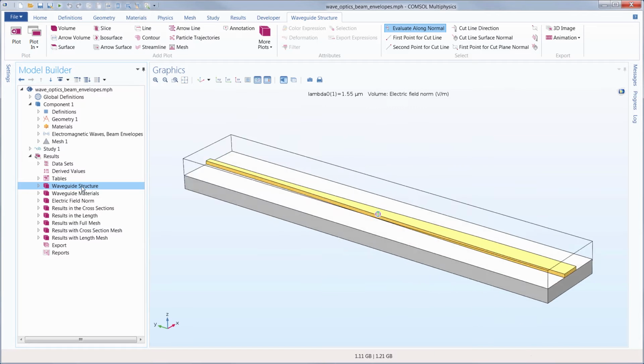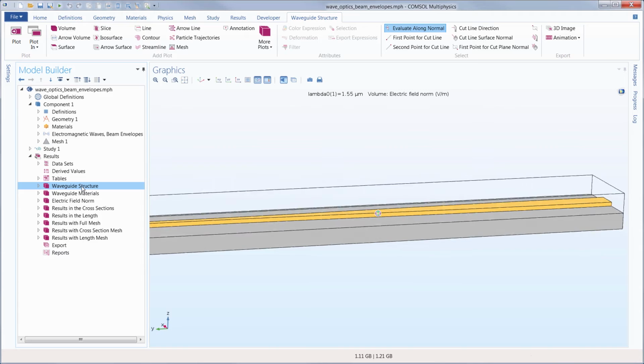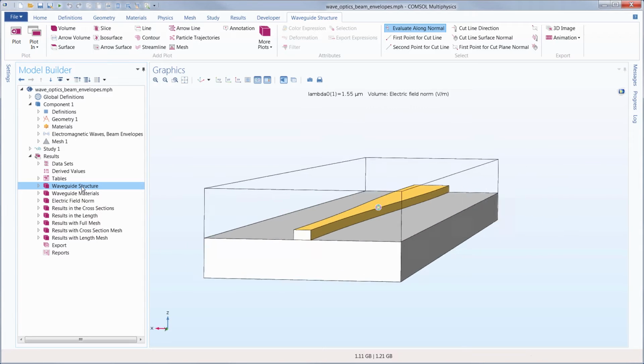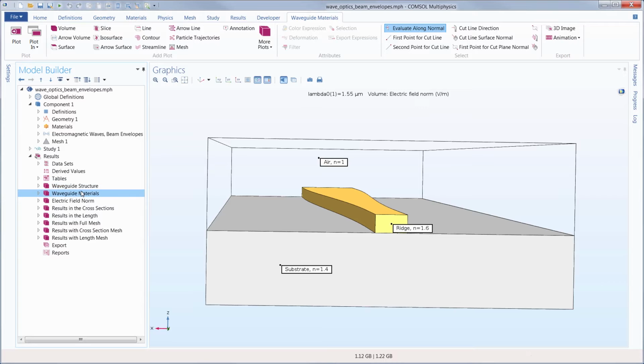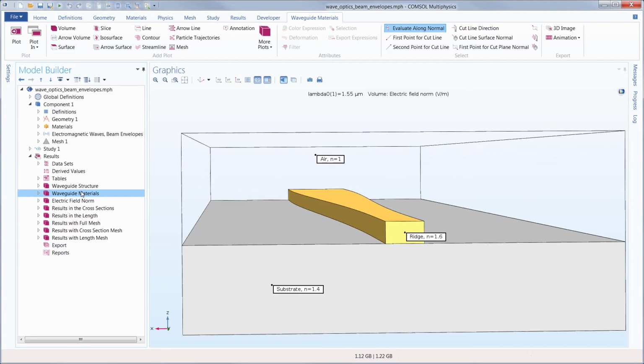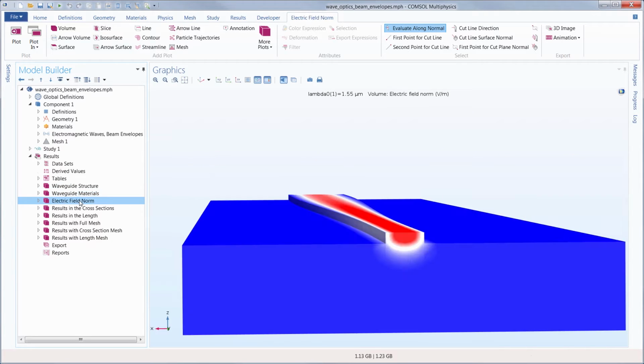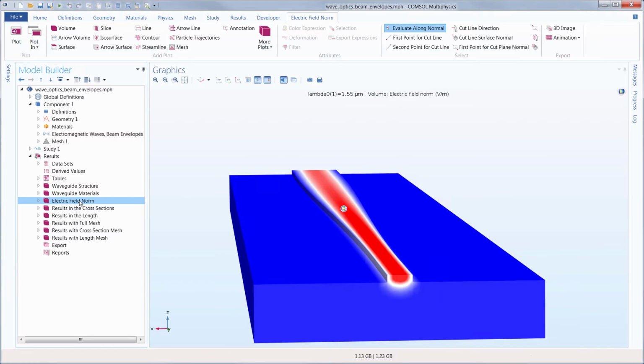To illustrate this in the COMSOL environment, let's take a look at a tapered ridge waveguide structure. The differing refractive indices of the ridge, substrate, and air act as a waveguide, causing light to be guided along the length of the structure.